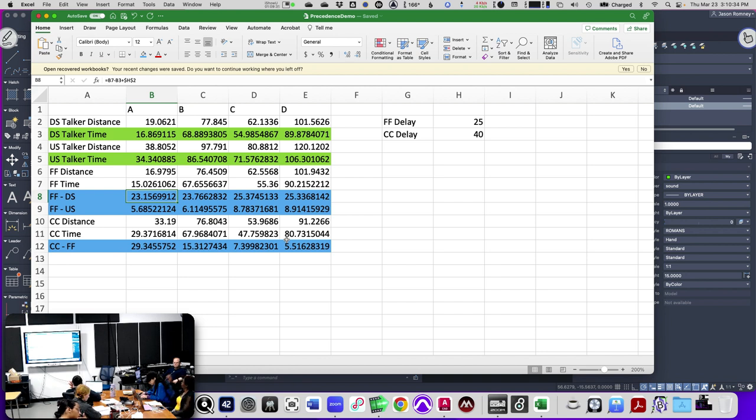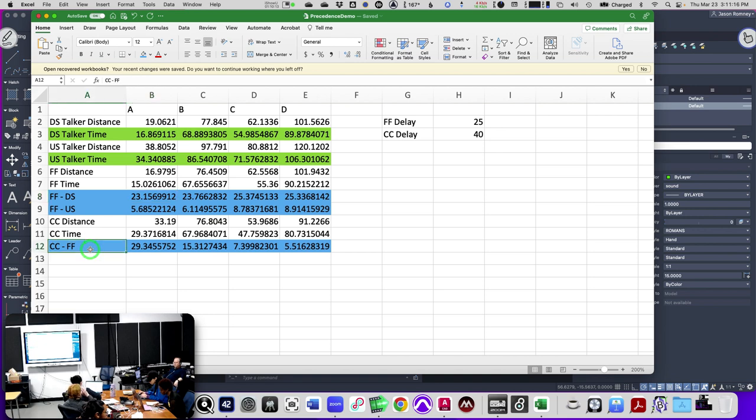Can we just go through the math for each one more time? I have the converted distance to time is divided by 1.13. Mm-hmm. That is for figuring out the difference between the talker and the first loudspeaker, which is probably going to be the front fill. Whatever the last speaker is that you want to arrive first. Okay.